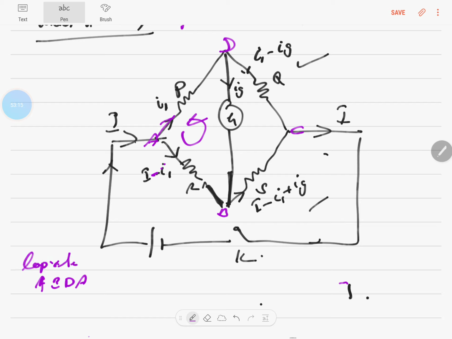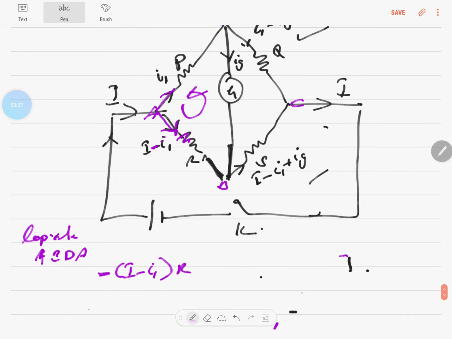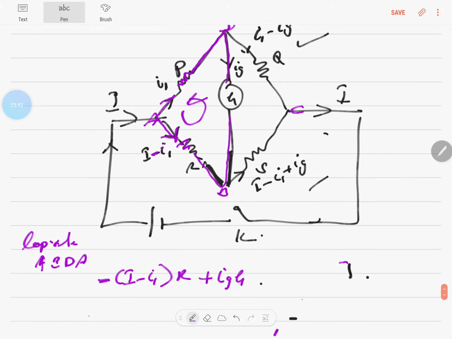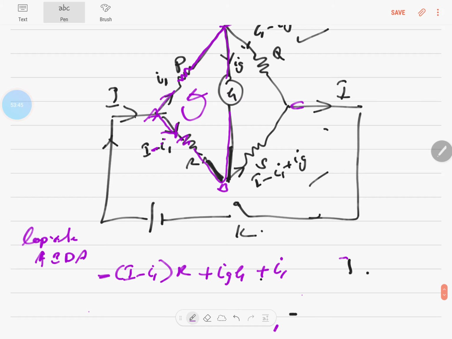So you know how to apply the loop rule. Just draw from A. There's a resistor in which current is flowing in the same direction, so it's minus I minus I1 into R. Then the galvanometer's resistance is G, and the current is flowing in the opposite direction, so plus IG into G. Then go to this resistance here. The current is flowing in the opposite direction, so plus I1 into P is equal to 0. This completes the first loop.